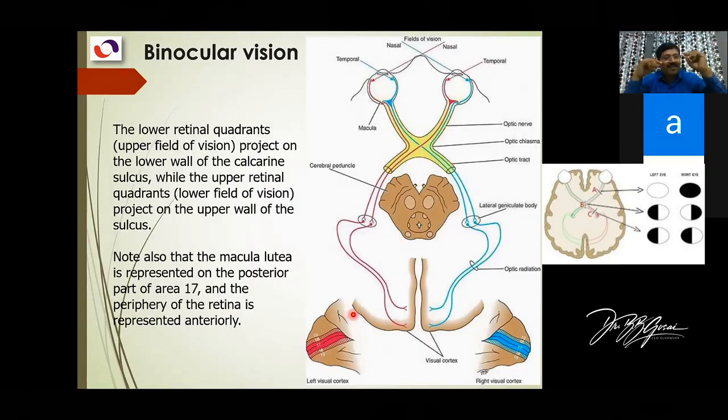Clear? So do remember, the lower part of the retina is in the lower part of the calcarine sulcus, meaning the upper field of vision is in the lower part of the calcarine sulcus, and the lower field of vision is in the upper part of the calcarine sulcus, or the upper retinal field is in the upper part of the calcarine sulcus. Clear? So do remember this statement. I have a picture also there.